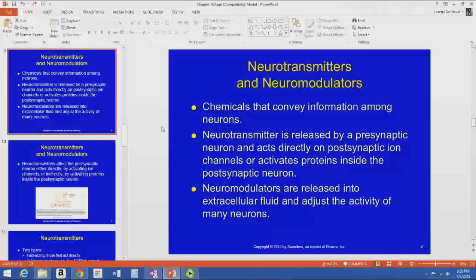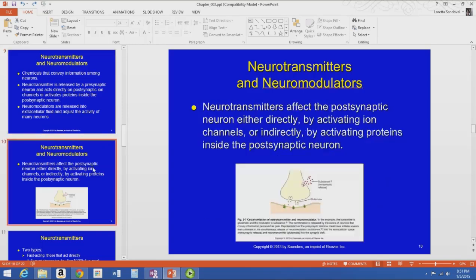Neuromodulators, on the other hand, are released into the extracellular fluid, so they're not released into the synapse, and they run around and adjust the activity of a whole bunch of neurons in the area. Okay, so neurotransmitters have a specific target. Bam! They want to get to the receptors on that postsynaptic membrane. Neuromodulators are kind of running around hitting everything that's in the area.